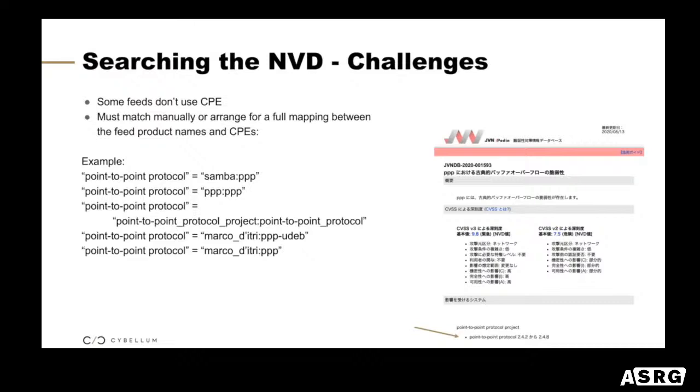For example, here in the JVN you see point-to-point protocol, and you have to basically match that against the CPE names to make sure this is the actual CPE that is referred to. Just to highlight, for the standard common versions of PPP, the right CPE is actually point-to-point protocol project, point-to-point protocol, which is not necessarily the intuition that one might have.